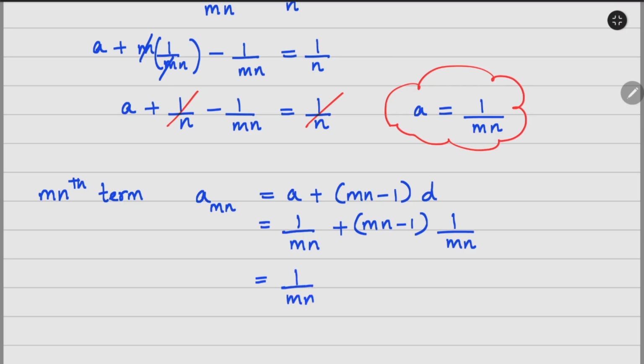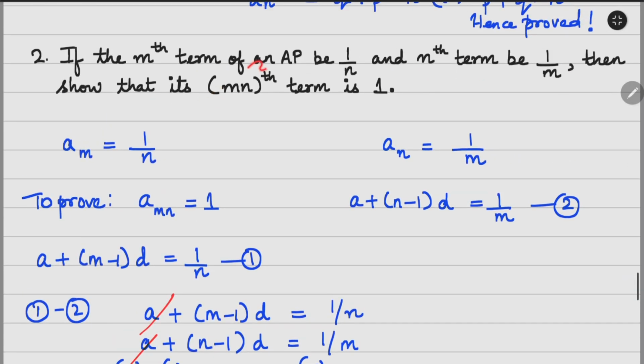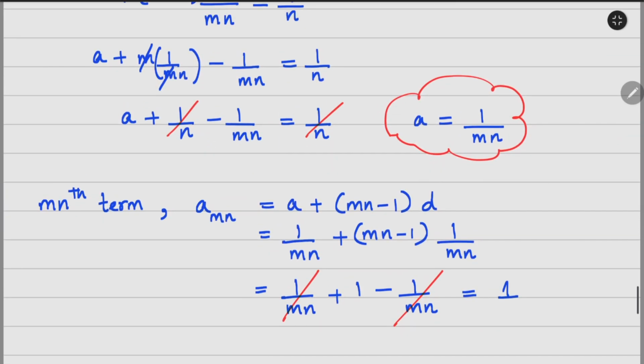So just substitute it and open the bracket. So you have 1 by mn plus, when you open the bracket, this has to be multiplied with this. So mn into 1 by mn is just plus 1. So plus 1 minus 1 by mn. So this plus 1 by mn minus 1 by mn would get cancelled. So what is left is just 1. So you have been able to prove that the mnth term is equal to 1. That's what you have to prove. So you have to show that the mnth term is equal to 1 and you have been able to prove that the mnth term is equal to 1. Hence proved. So just make sure you are doing it carefully.